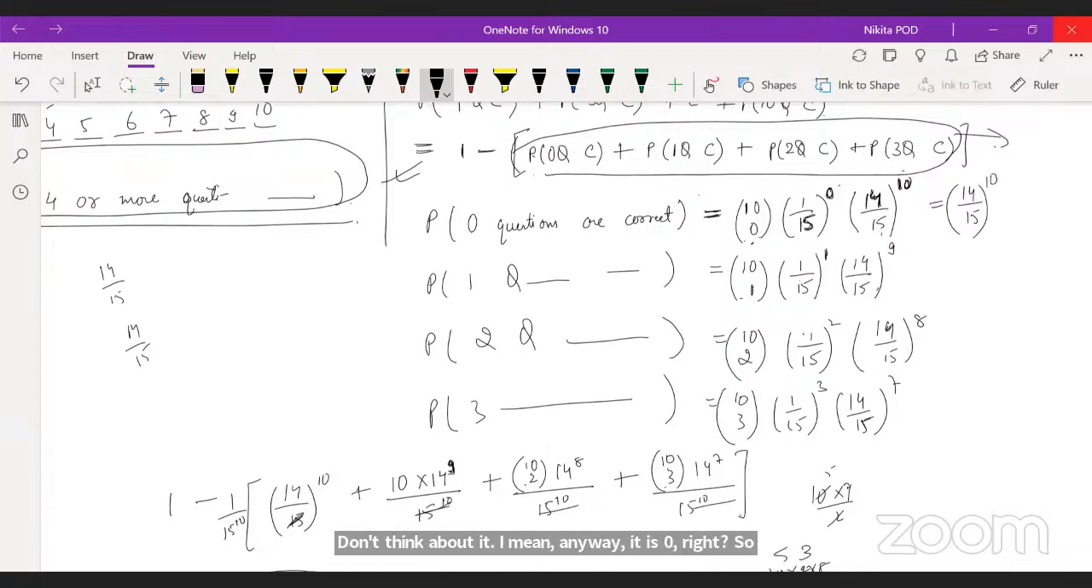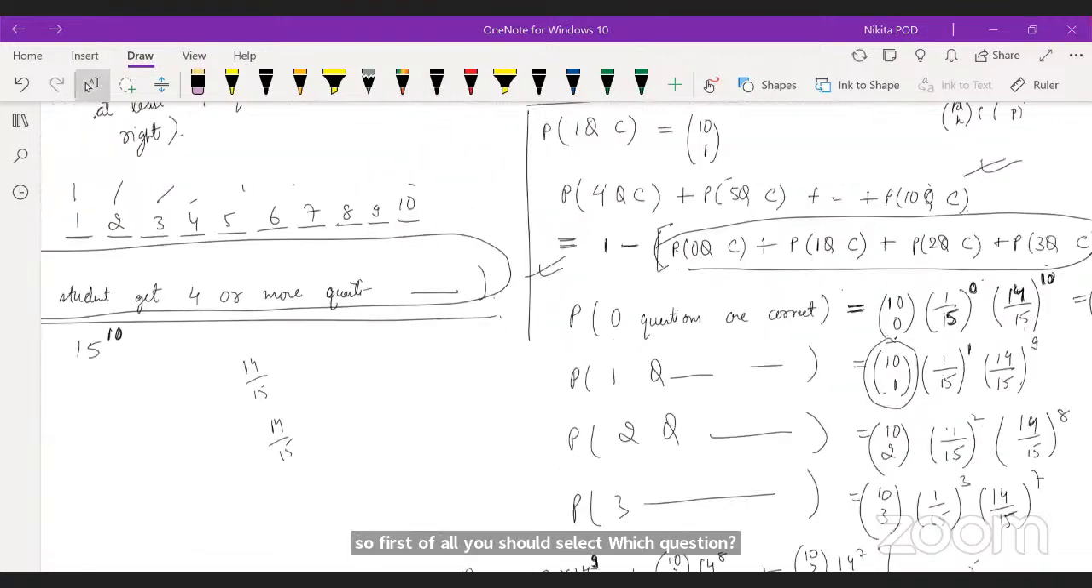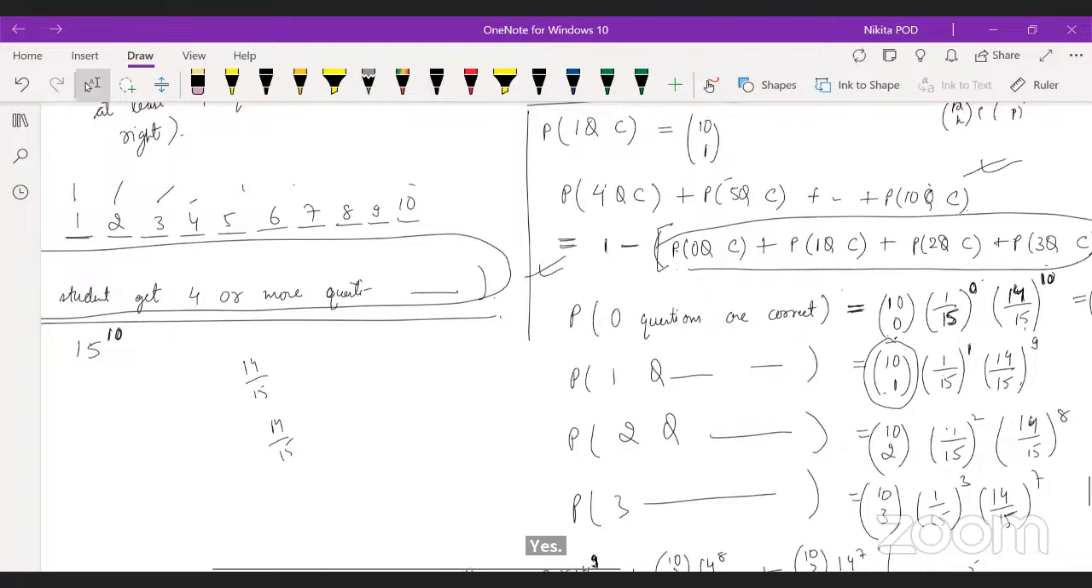Now, if I'm saying one question correct, first of all, you should select which question out of 10 questions. So 10 choose 1. Either question 1 can be correct, or 2 can be correct, or 3 can be correct. We don't know. That's why we are doing 10 choose 1.